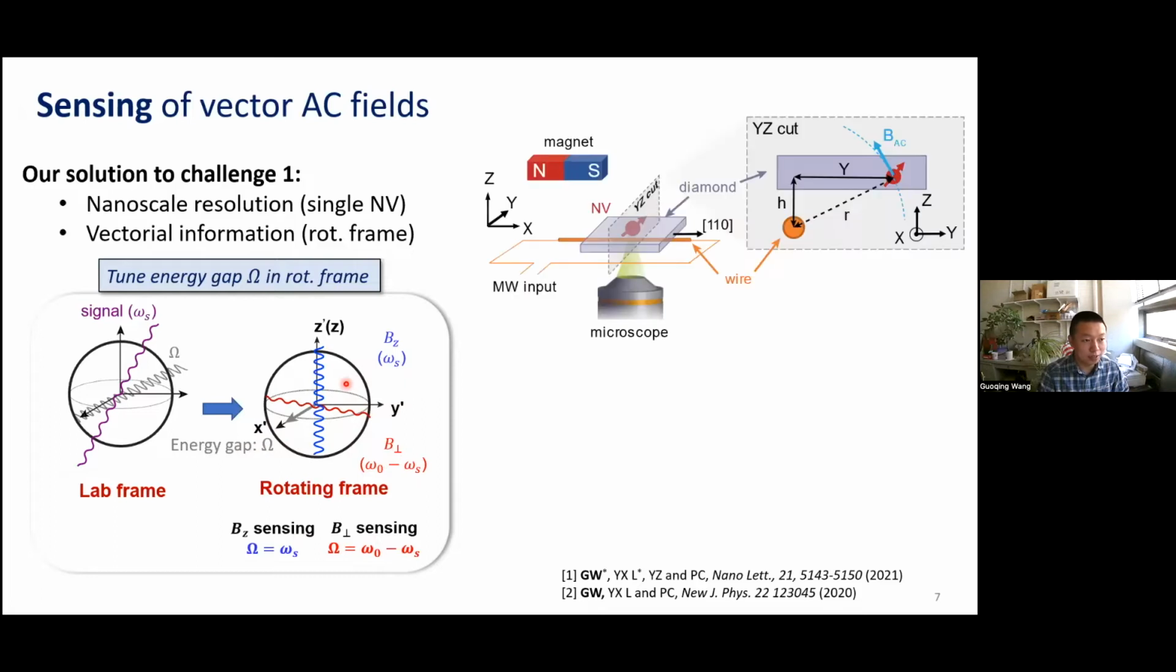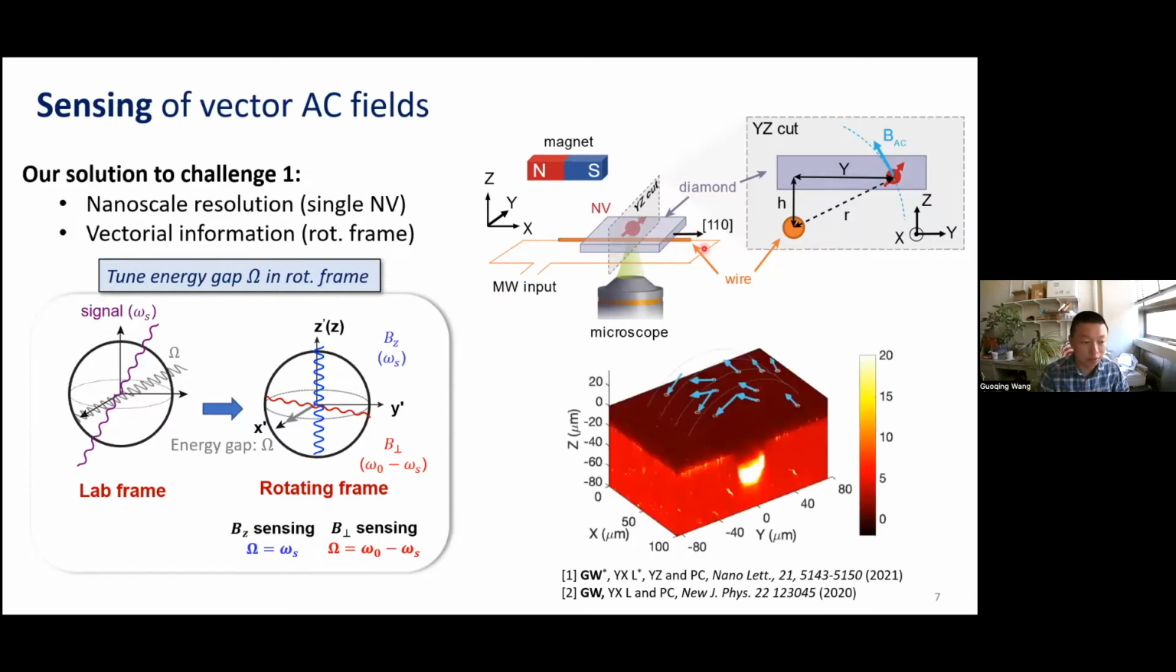To demonstrate this, we use a bulk diamond, and we use different locations of single NV centers to sense the magnetic field generated by a straight copper wire. Here we show the experimental result, where the blue arrows show the experimental measurement, which is quite consistent with the classical model.